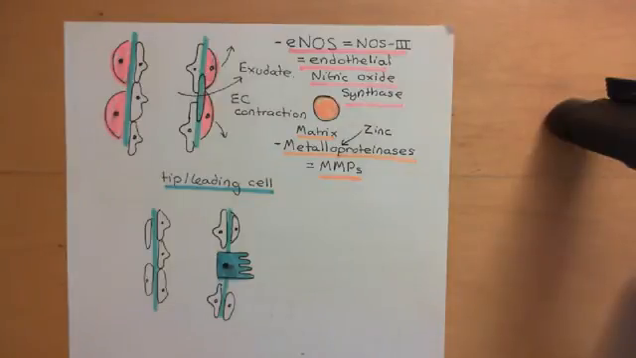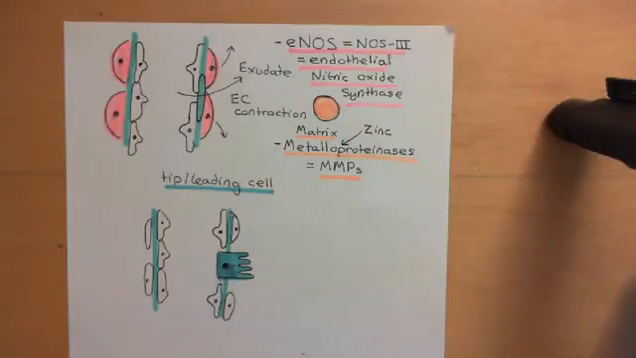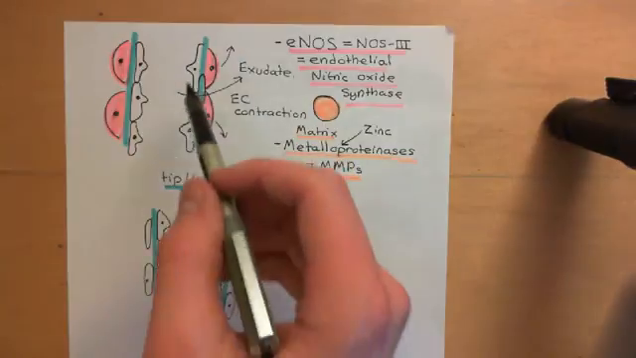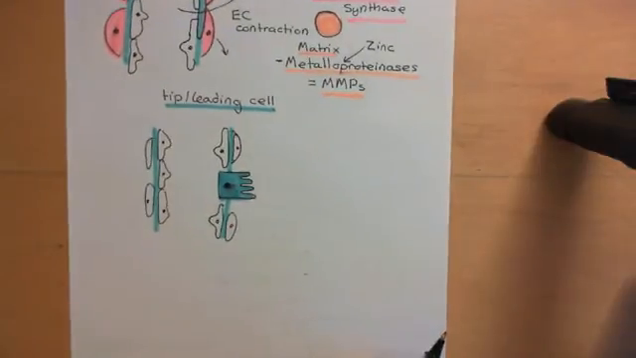Matrix metalloproteinases will start breaking down the basement membrane closest to the site where the hypoxia is occurring. That will produce a hole basically in the basement membrane. In addition, we've discussed that the pericytes will flee this area, they'll pull away from it. And we're just now in the process of discussing tip cells.